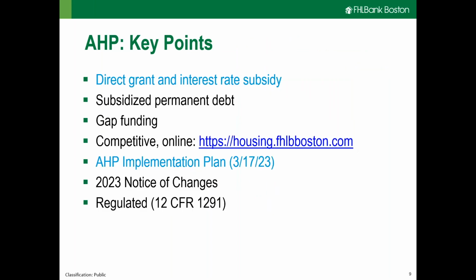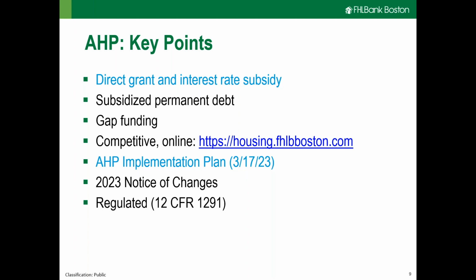Some key points about the Affordable Housing Program. AHP provides direct capital grants and interest rate subsidy on long-term debt. And that interest rate subsidy is used to subsidize permanent debt. And when we talk about subsidizing debt, we mean borrowing an AHP subsidized advance from us. That's debt that we sell to the member institution at a below market rate cost. The member adds their spread and makes a loan to you, your development for your permanent debt. AHP is really a gap funder.